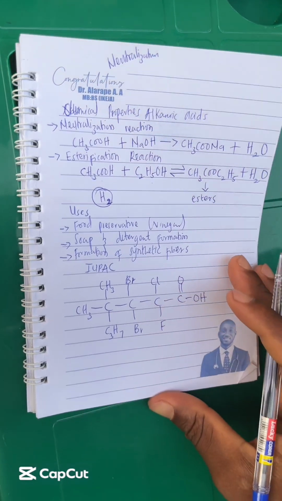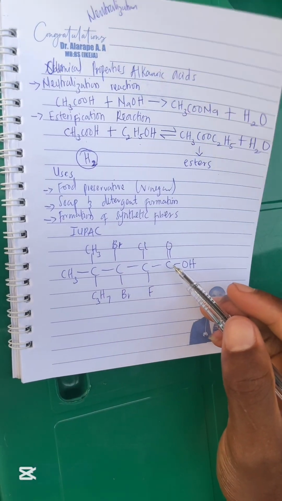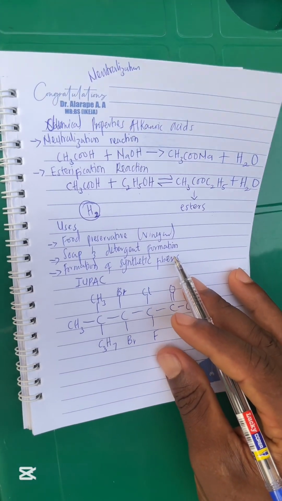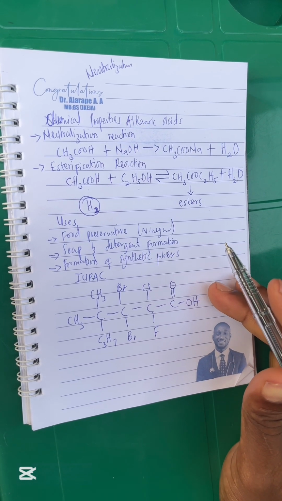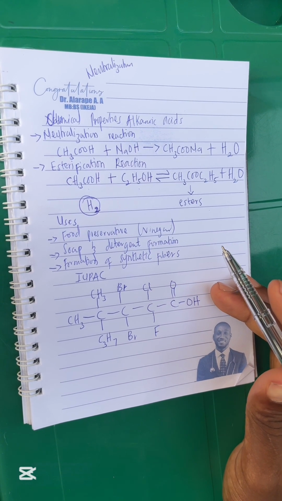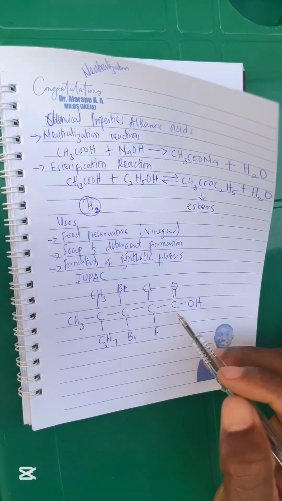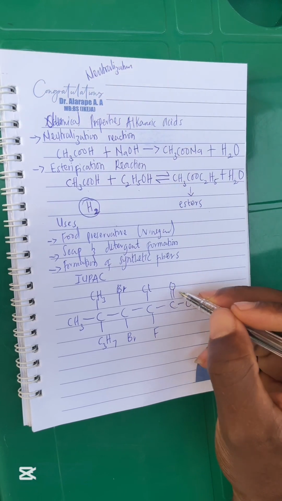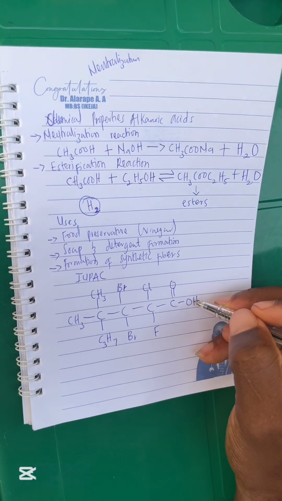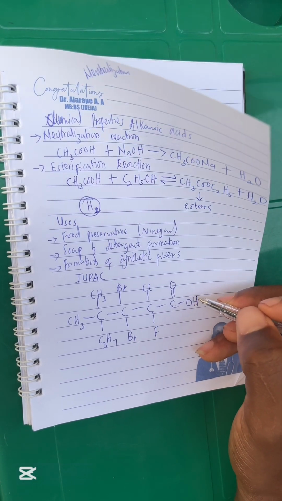Let us name this particular organic compound together. I always tell you guys that if you want to name an organic compound, the first thing to do is to know the functional group. And what is the functional group of this compound? You can see COOH. So that tells us that this is an alkanoic acid.